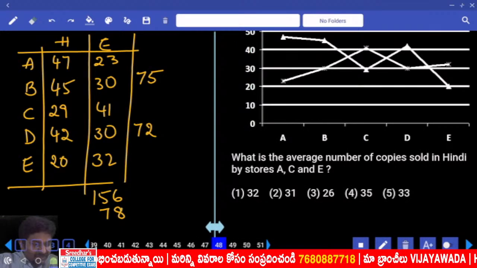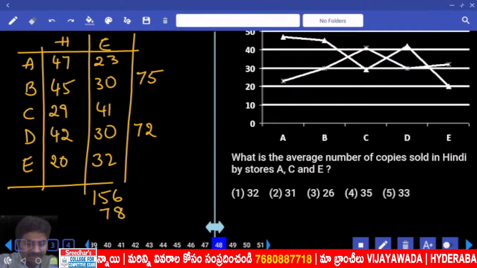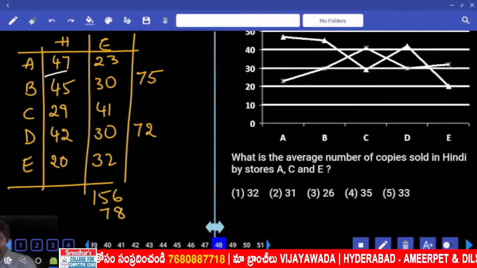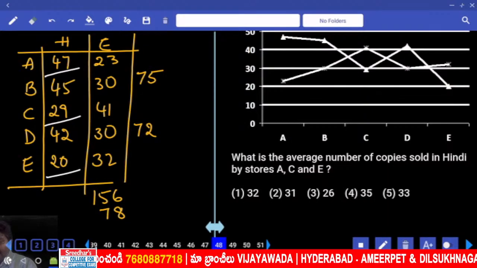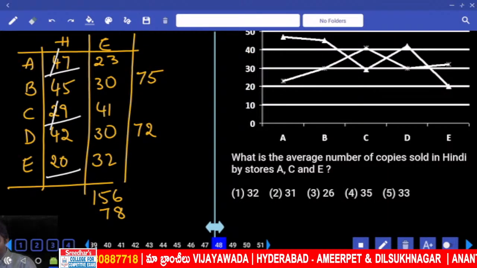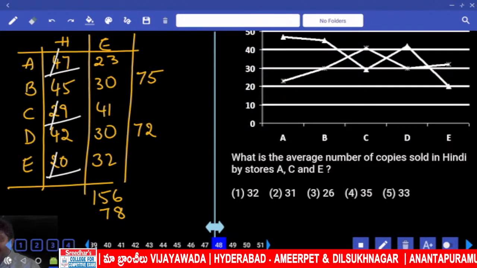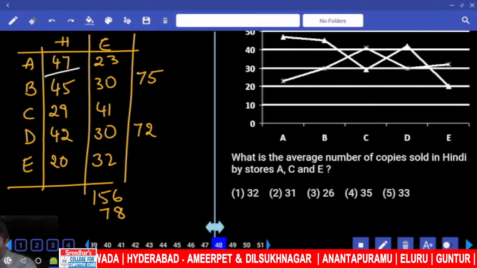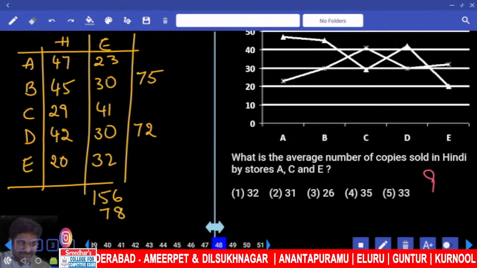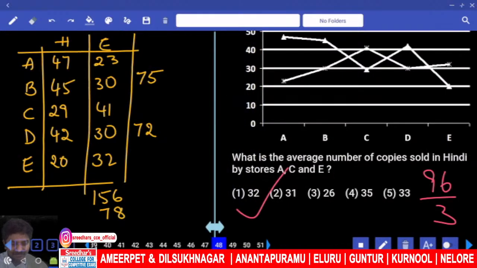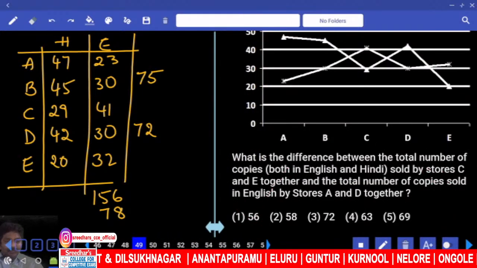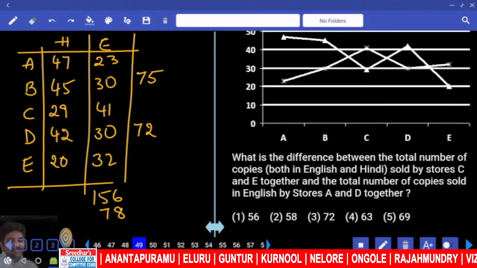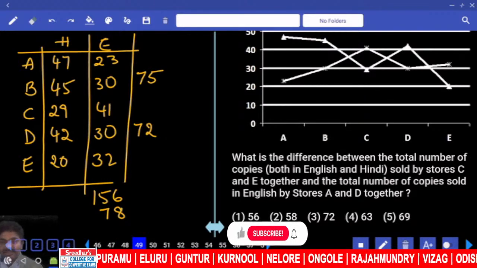What is the average number of copies sold in Hindi by ACE? ACE. 40, 20, 20. 80. 7 plus 9, 16. Total 96. Divided by 3. Answer 32. What is the difference between total number of copies sold by CE together, AD together?